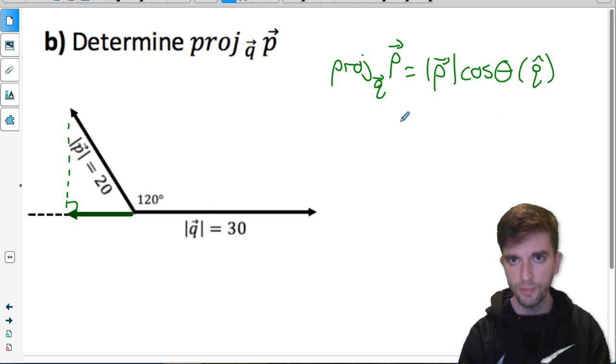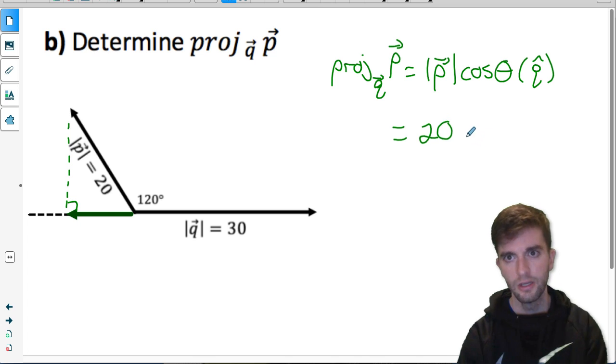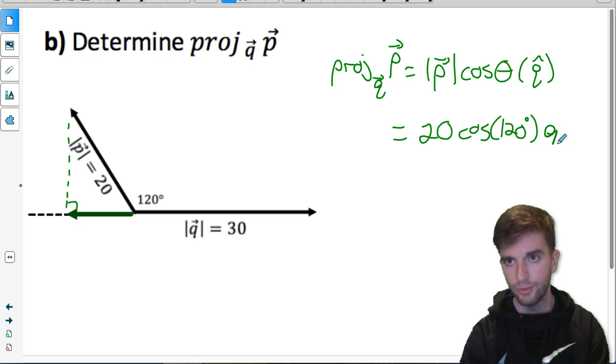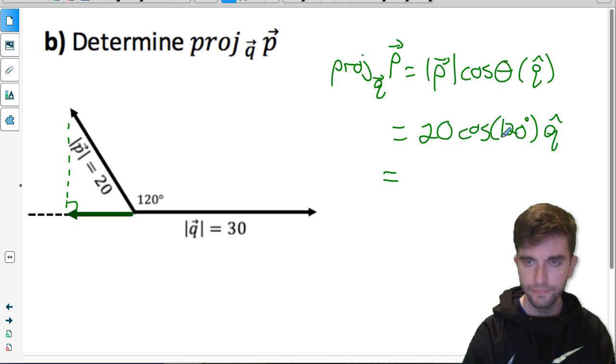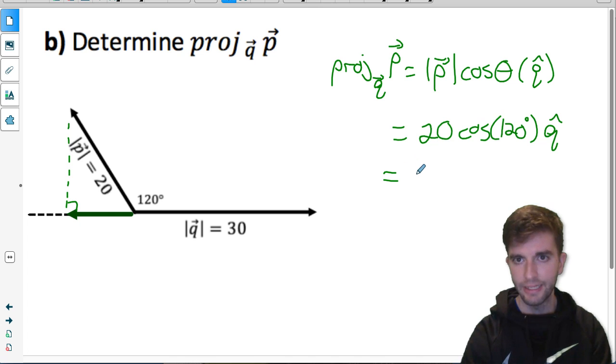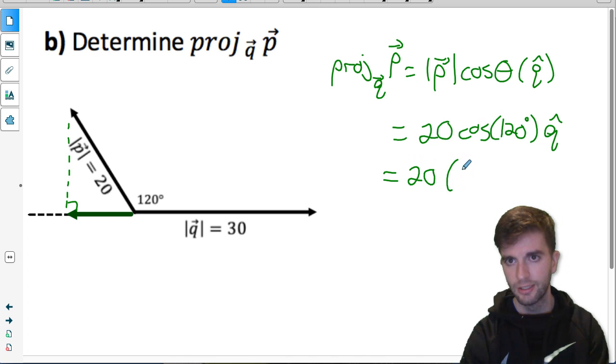So when I use this formula, the magnitude of P is 20. Cosine of the angle between them is 120. Multiply that by unit vector Q. When we do cos of 120, that's actually equal to negative a half. So I have 20 times negative a half times unit vector Q. So that gives me negative 10 unit vector Q.